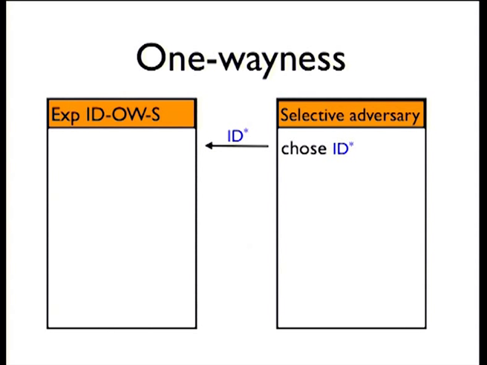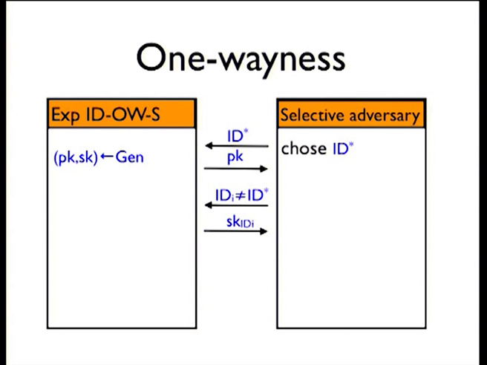So I give you the definition of one-wayness in the selective setting. How does it work? The experiment is written here, and here is an adversary who plays against the experiment. First, the adversary has to choose a challenge identity and commit to it, giving that to the experiment. The experiment computes a public key and secret key pair and gives the public key to the adversary. Now the adversary can make a couple of ID queries and get the user secret key for these identities.